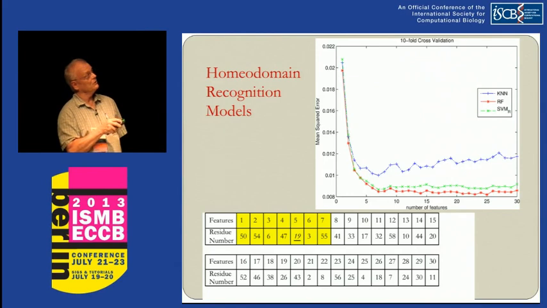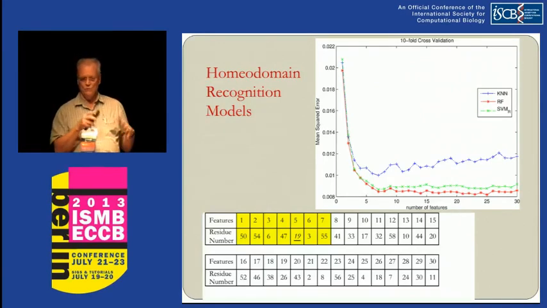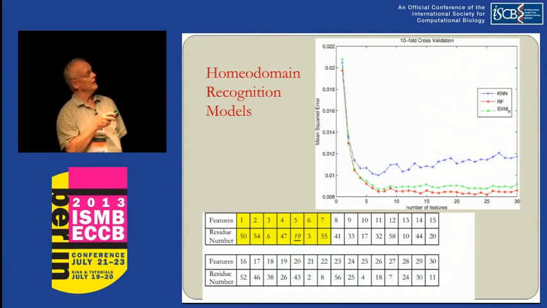What I'm showing here in blue is the k-nearest neighbor method, which was the best method that had been previously published. So we're showing that we can actually reduce the error by quite a bit over the previously best method. So what does that mean? An error of about 0.008 or so.